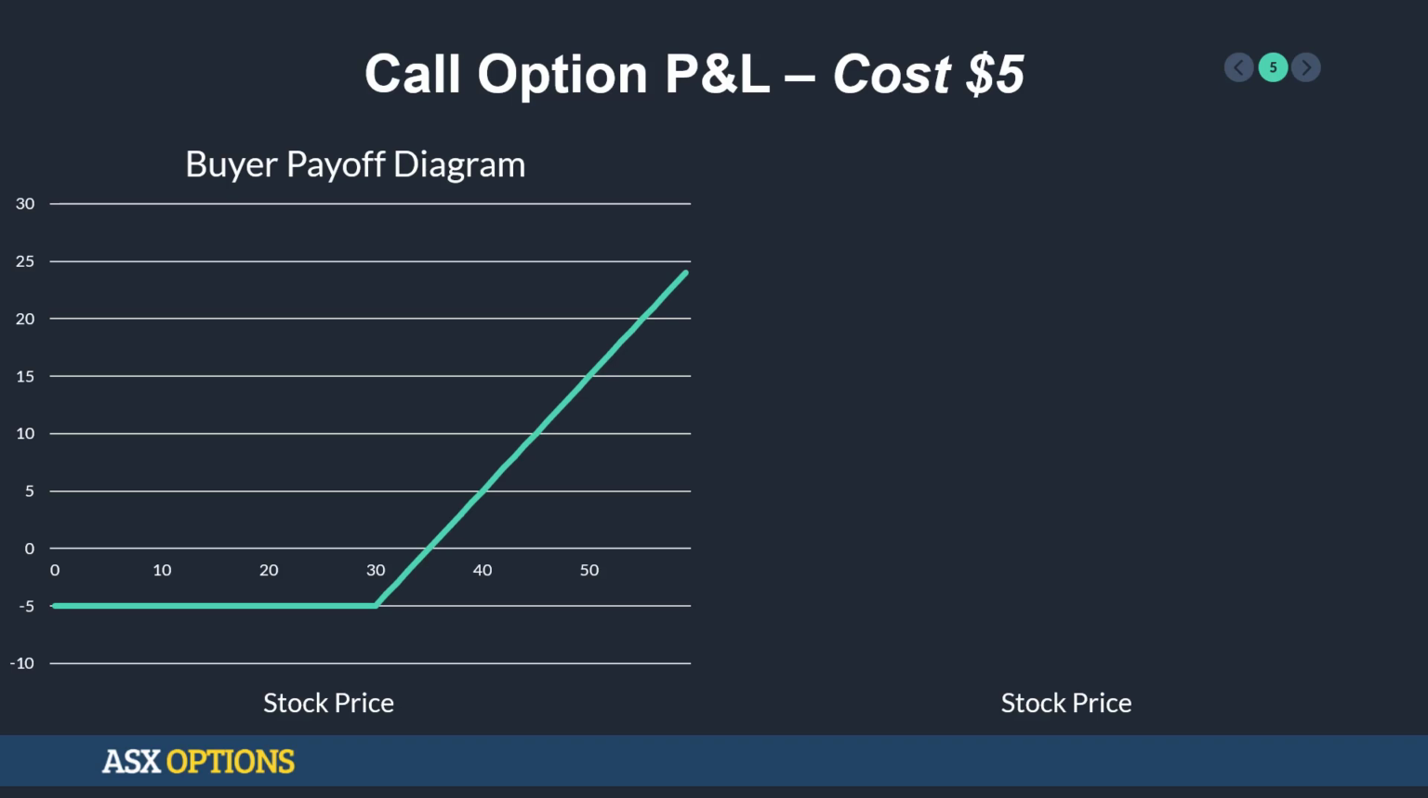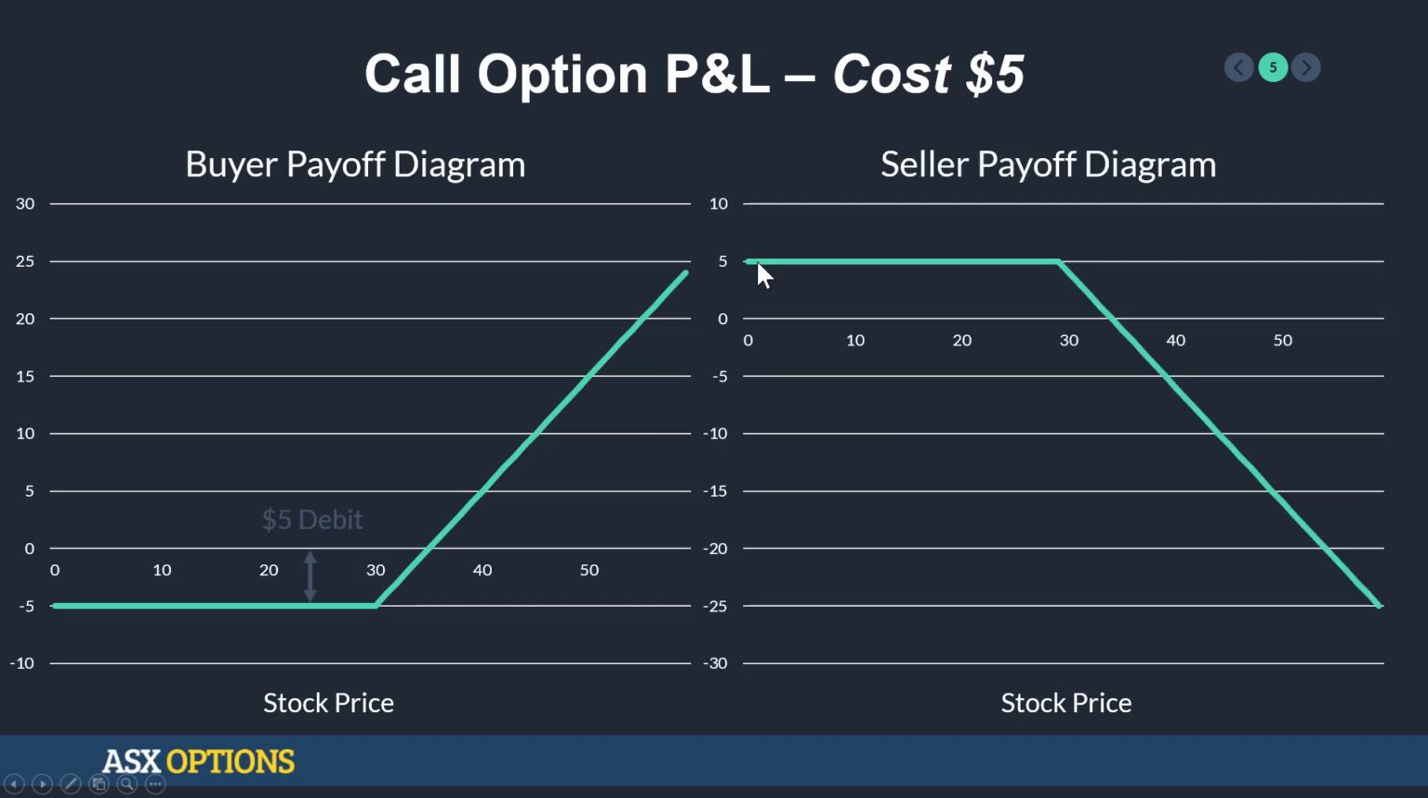So, well, now the buyer's payoff diagram has actually shifted, okay? And it's shifted by the amount that he's had to pay for the option, so $5. And that's a debit to the buyer's account, right? So now that means that he's down $5 as soon as he purchases the contract. And you can picture now the stock price is at $30. He needs it to move above $35, right? 30 plus 5, $35 to break even. So $35 is his break even point.